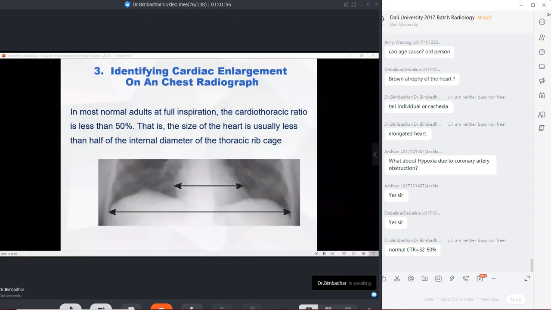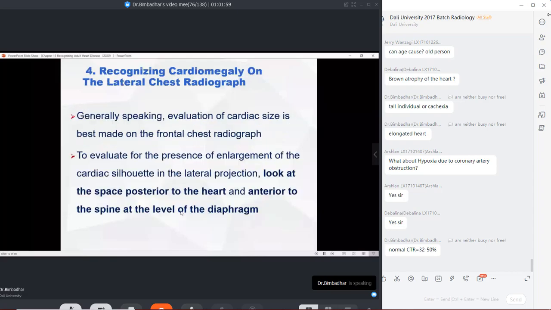Right, now you see here, the evaluation of the cardiac size is made on a frontal radiograph in full inspiration and on a PA view. Then we have to look at the space posterior to the heart and anterior to the spine at the level of the diaphragm in lateral images. In the lateral position, we are going to look for a spine sign. We look at the posterior space of the heart compared to the anterior spine at the level of the diaphragm. Let me show you how exactly.